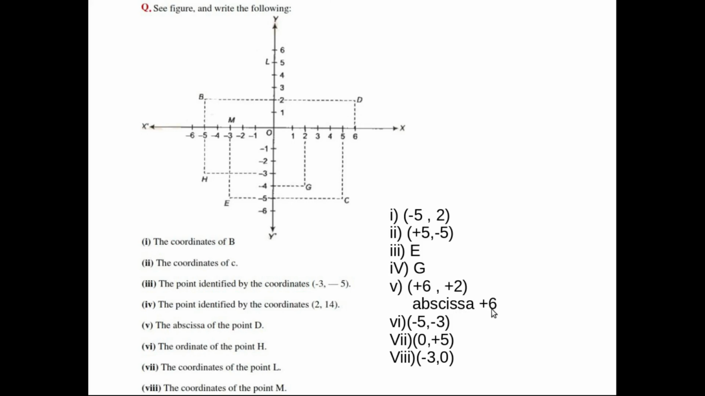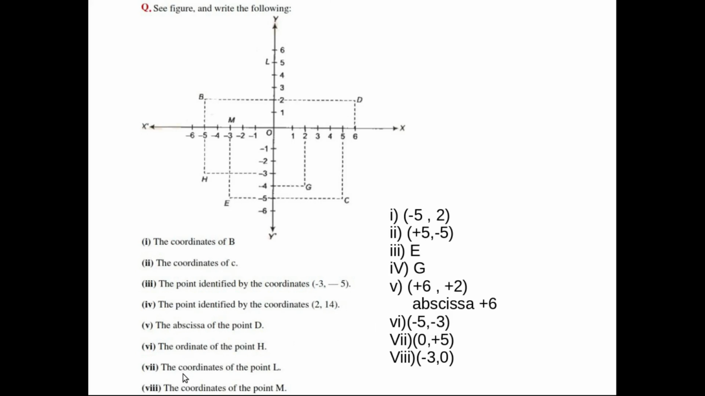Okay. Next one, the ordinate of the point H. So where is the point H? Here, right? So what are the coordinates? First x, that is -5, and then -3, right? -5 and then -3. The ordinate of point H, right? So ordinate means y coordinate, that is -3. So the ordinate is -3, right?